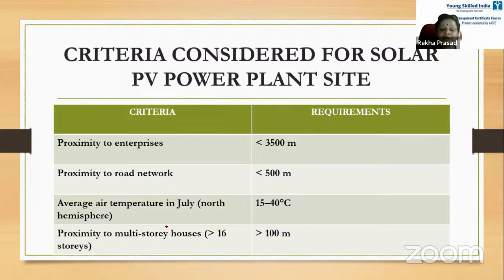Average air temperature in July, this research was done for the northern hemisphere, is between 15 to 40 degrees centigrade. Proximity to multi-story houses, that is more than 16 stories, is greater than 100 meters. Because you should be a little away from multi-story buildings, because that hampers the effect of solar radiation on the PV panels. It works like a barrier. So it should be more than 100 meters. Not very close to them. More than 16 stories becomes quite tall. Small ones of 3, 4, 5 stories make no difference. But with more than 16 stories, it should be greater than 100 meters.